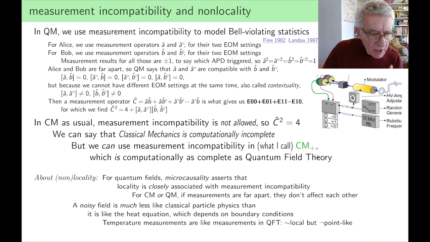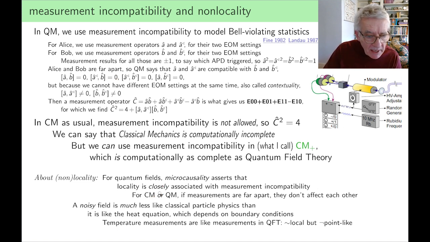Now, the Bell literature is huge. A considerable part of it concerns itself with non-locality. But if we're talking about noisy fields, and indeed about quantum fields, then there's an idea called microcausality, which just says that locality is closely associated with measurement incompatibility. So when we've said up here that there's measurement incompatibility between things which are close together, but no measurement incompatibility between things which are far apart, that's precisely what microcausality says.